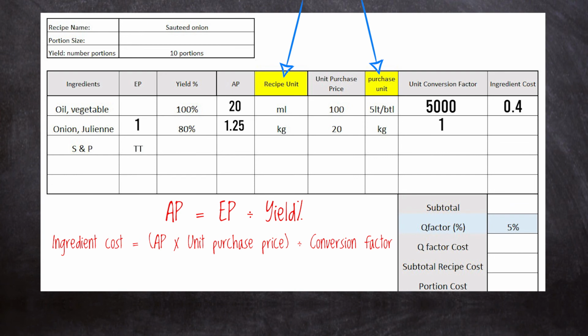Once you have all of your ingredient costs together, add them all up to get the subtotal. Then here comes Q factor. Simply consider what 5% of the subtotal is and then add it to the recipe. Then finally, since this recipe makes 10 portions, you need to divide this by 10 and you have the cost of 1 portion.